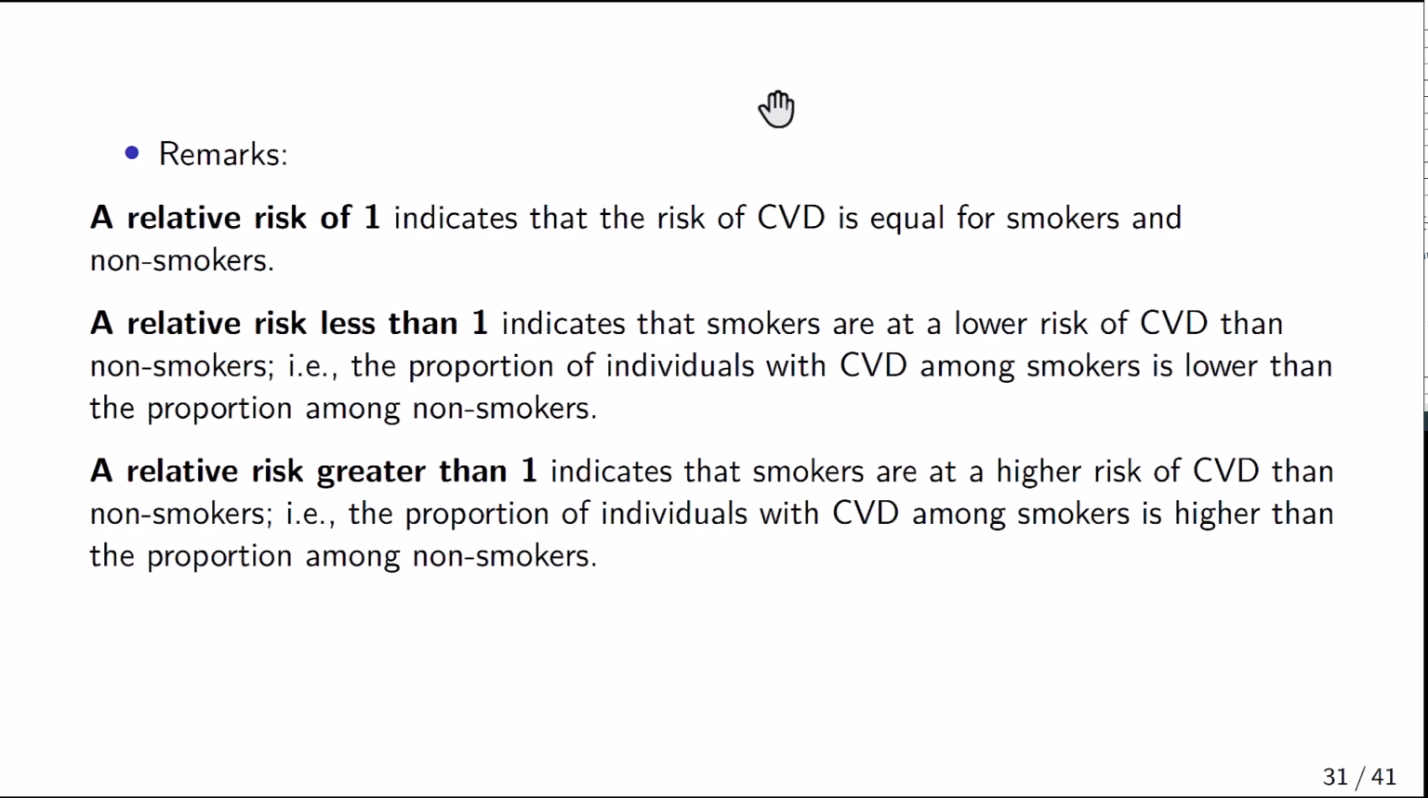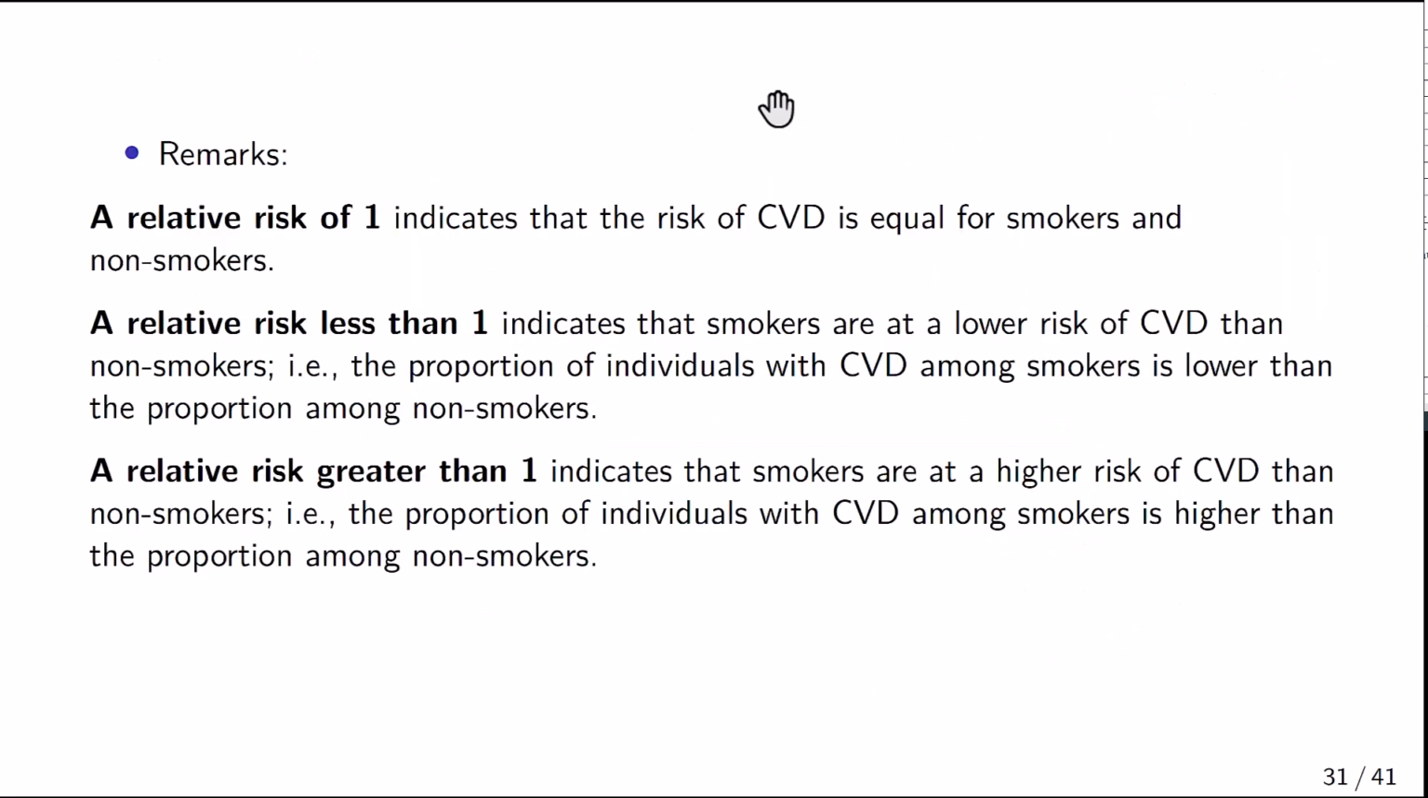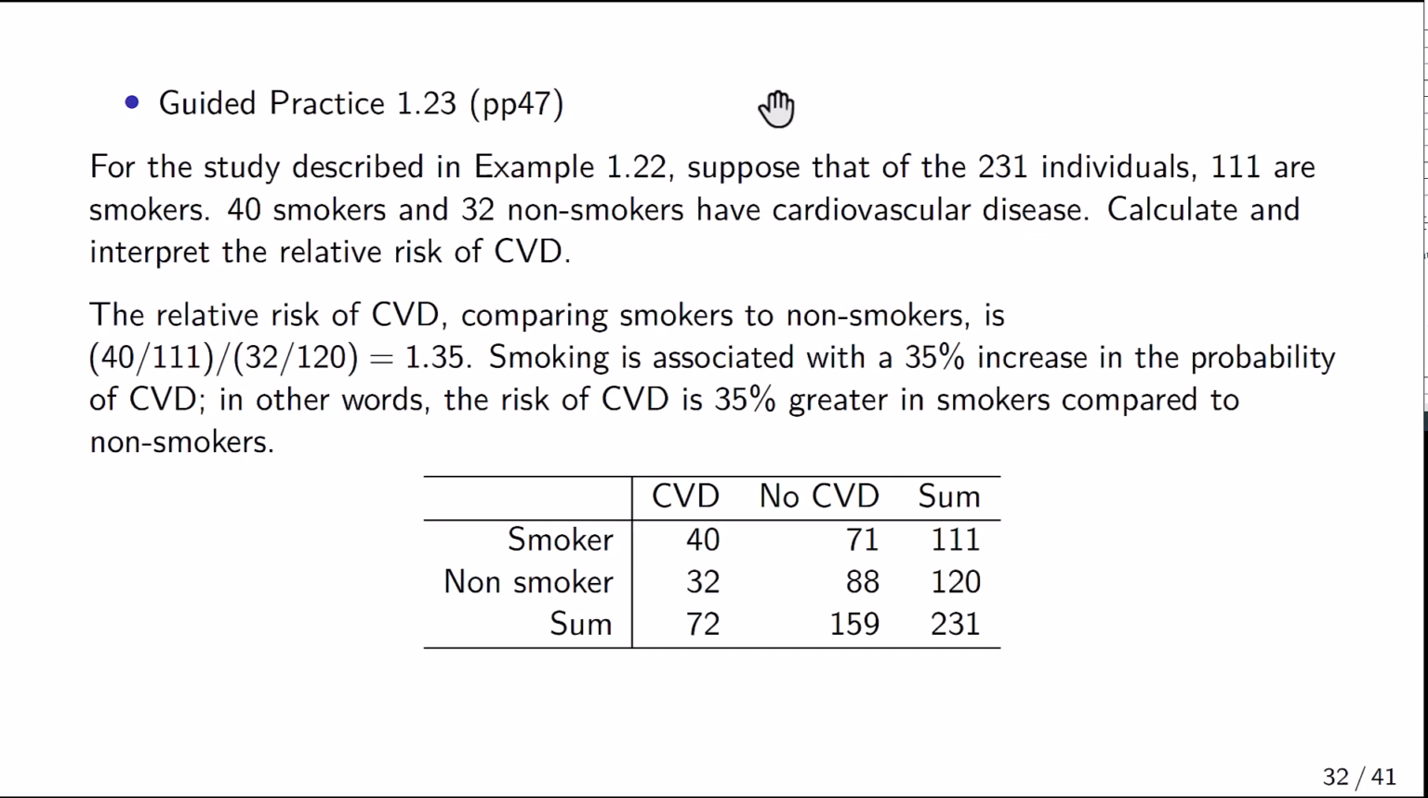If the risk is less than 1, that means smokers are at lower risk than non-smokers, right? And if it's greater than 1, it indicates smokers are at higher risk of CVD than non-smokers. And if we put very specific numbers here, take a look, right? We have 231 individuals. 111 are smokers, right? That's the row sum for smoker. 120 is going to be what?